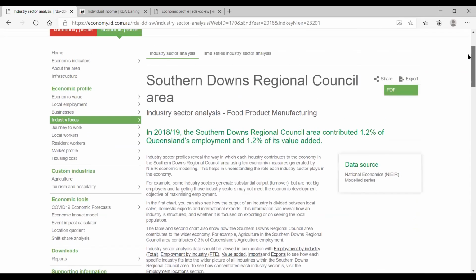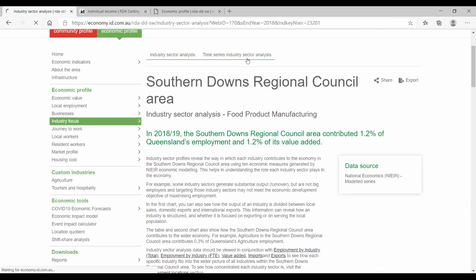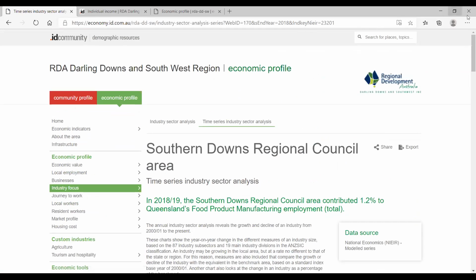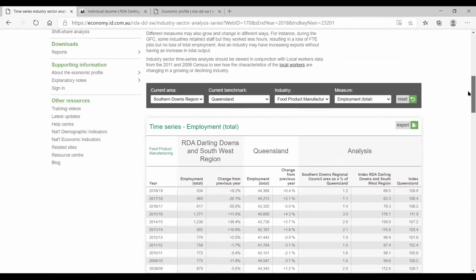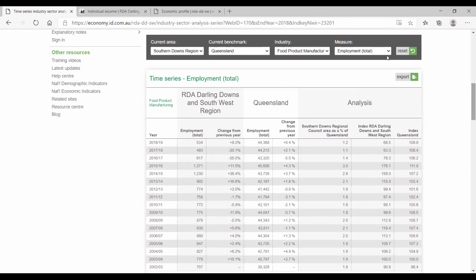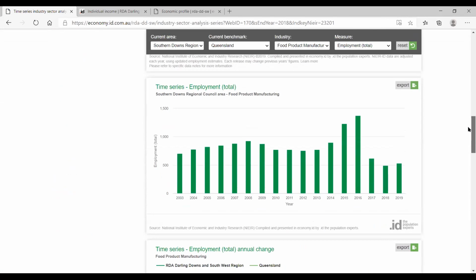The other thing that we can do is this time series industry sector analysis. So we've got our industry sector analysis, and now we've got our time series data. Time series is all about showing me what's happening over time. With our food product manufacturing here, we've got our employment totals. Let's move down the bottom and we can see exactly what's happened in terms of employment in this particular sector and how we've performed since 2003.